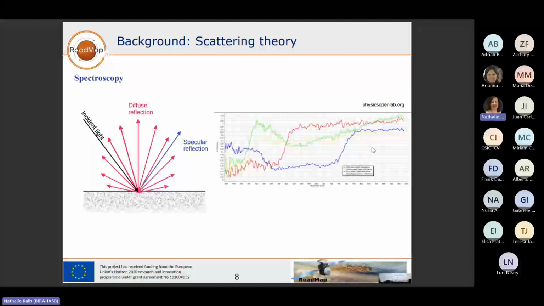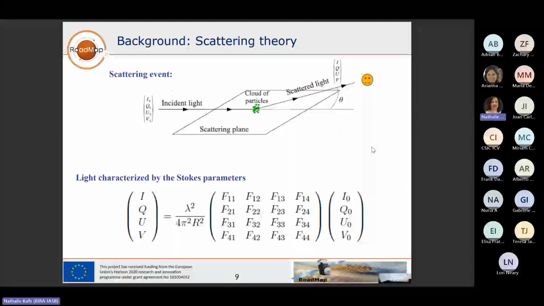And this is depending on the composition of the sample. Now let's go to more in the scattering theory. So we have here, for example, a cloud of particles, and we have a light coming. Usually this is starlight, so we can look at the sunlight or any other star, and it hits the cloud of particles. It can be either scattered or absorbed. And then we see the scattered light here.